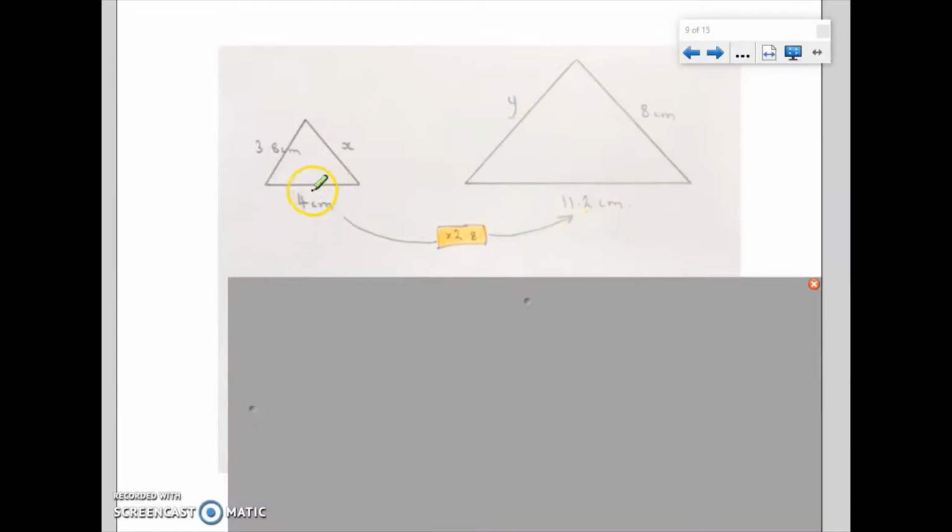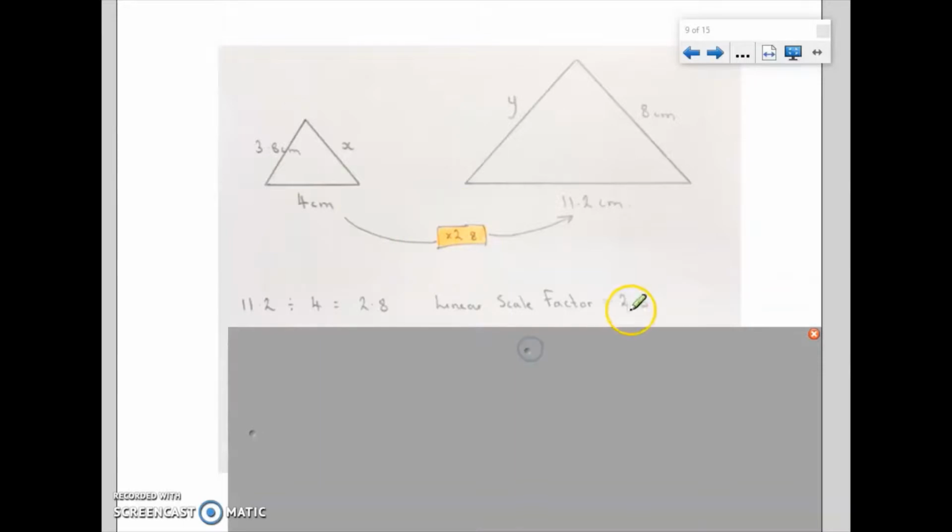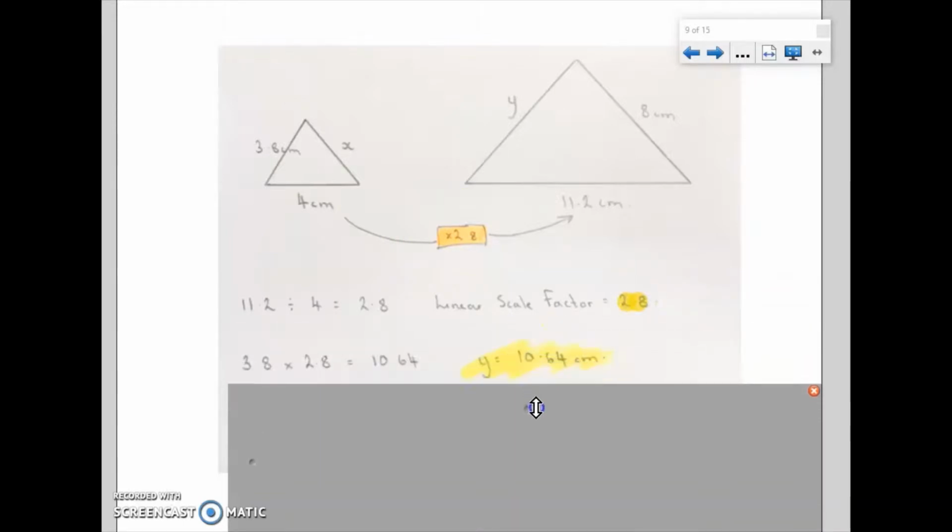11.2 divided by 4, telling me I'm dealing with a scale factor of 2.8, a linear scale factor of 2.8. So now I can go ahead and try to find x and y. I've got my scale factor, 2.8. So first of all, I'm going to find y. I take my 3.8, I multiply by my scale factor, 2.8, to give me a value of y, 10.64 centimeters.